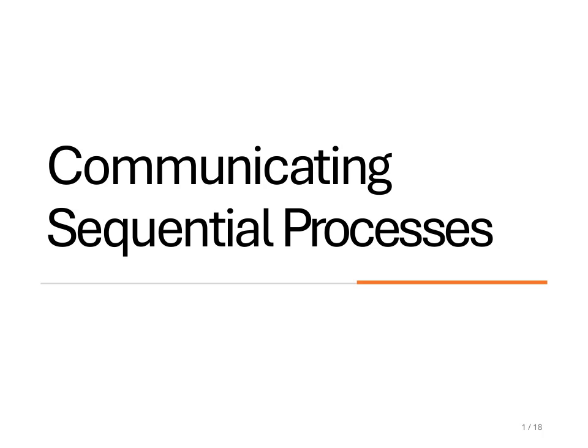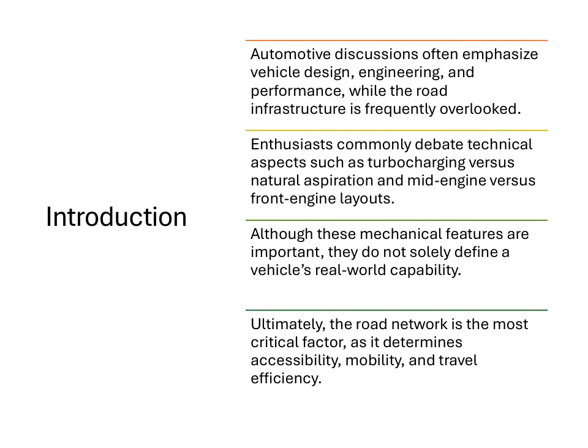Let's get started. When people talk about cars, they often focus on the design, engineering, and performance of the vehicles themselves, like whether an engine is turbocharged or naturally aspirated, or if the car has a mid-engine or front-engine layout. These details are important to enthusiasts, but they don't tell the whole story about how a car actually performs in everyday life. What really matters most is the road network, because it directly affects how accessible places are, how easily we can move around, and how efficient our travel is. Without good roads, even the best cars can't reach their full potential.